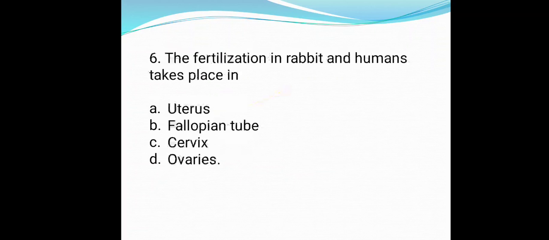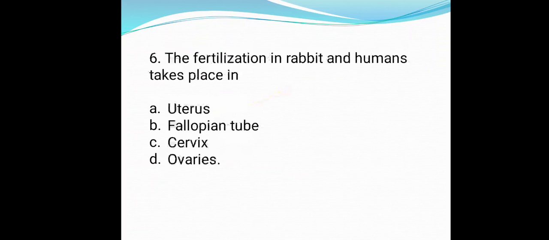The fertilization in rabbit and humans takes place in. So the options are A. Uterus, B. Fallopian tube, C. Cervix, and D. Ovaries. So the fertilization takes place at the junction of isthmus and ampulla.